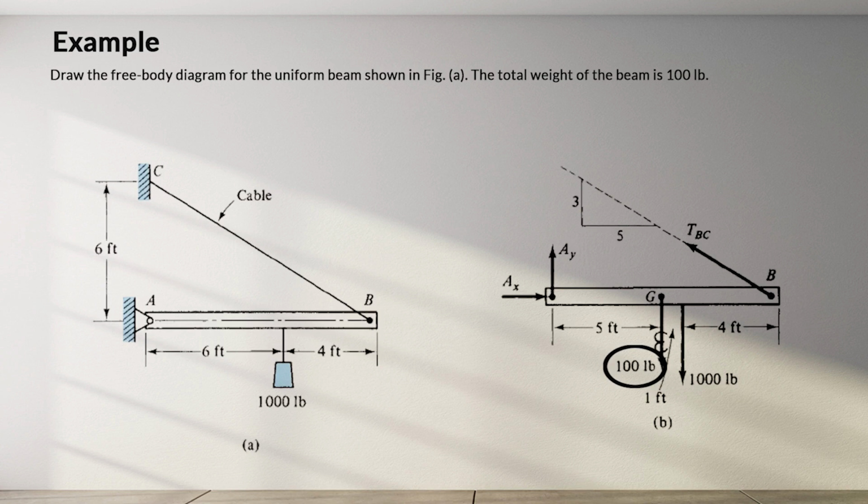The 100-pound weight is, in effect, a distributed load and is indicated by a superimposed script capital E. The 1,000-pound force in the example represents the tension in the cable supporting the 1,000-pound weight. TBC represents the tension in the cable BC, and the 2 unknown forces, AX and AY, represent the horizontal and vertical components of the pin reaction at A. That means we have 3 unknown reactions, TBC, AX, and AY.